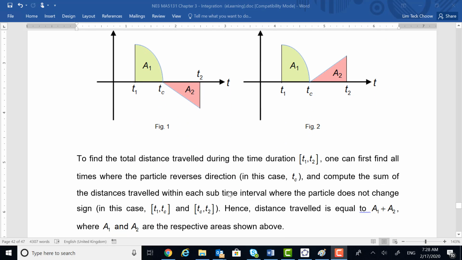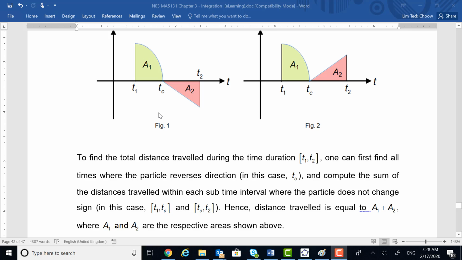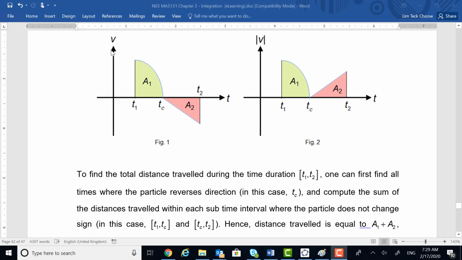To find the distance traveled by a particle for a duration, say in this case from t1 to t2, if you're using the velocity time graph, then you can find this area separately from this area, and then add the two areas together. You cannot just integrate from t1 to t2 of a vt graph hoping to find a distance, it won't work. Because if you integrate from t1 to t2 of a vt graph, the negative portion can cancel out the positive portion.